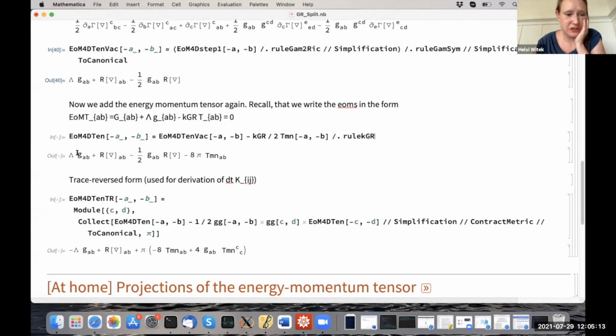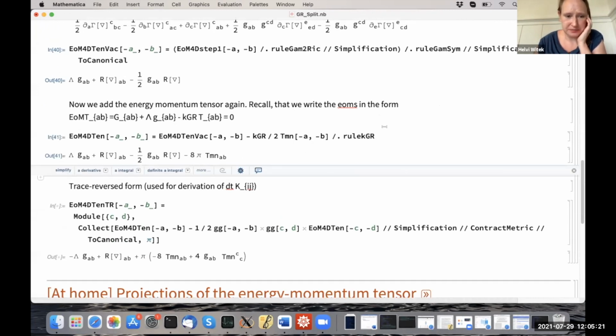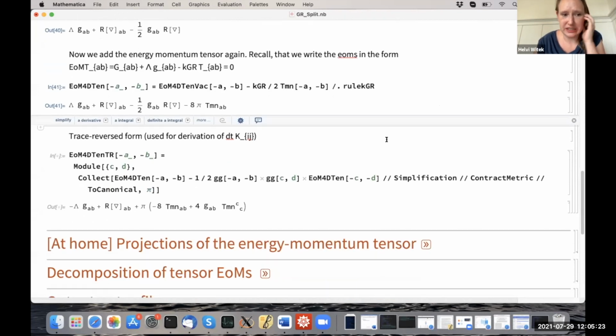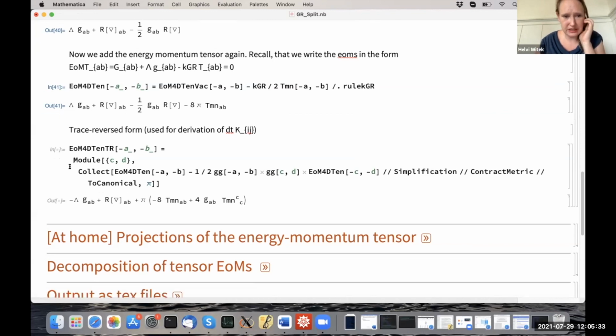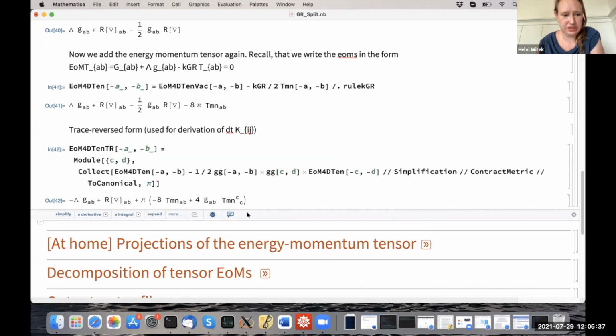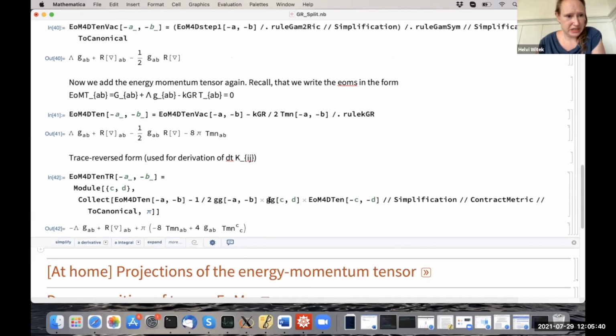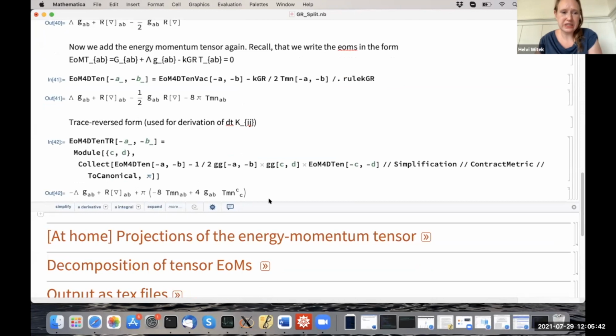Okay, as I was saying, if we have the general energy momentum tensor, we just add it here. And then what we will also need later on is a trace reversed form of the field equations, which will be used when we derive the evolution equation for the extrinsic curvature. So this is what I'm just doing here. Okay, good. So this is how we would get the field equations by varying the action using xTensor.